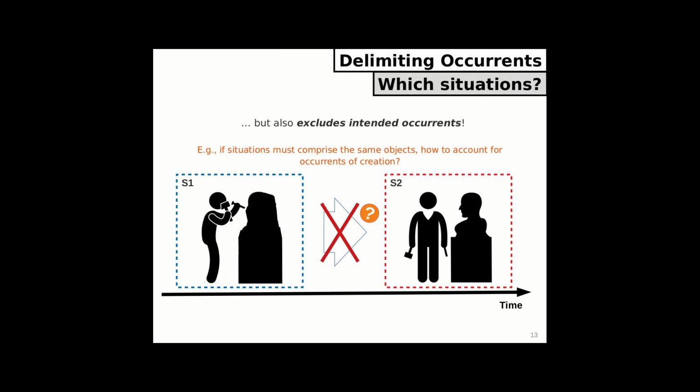However, this criterion would also exclude some occurrents that we would like to accept. For example, if situations must comprise the same objects, how to account for occurrence of creation? Take the event of an artist creating a statue. The core of this event is precisely the fact that there's a statue in the final situation that was not present on the initial situation, and that violates this exemplified criterion.